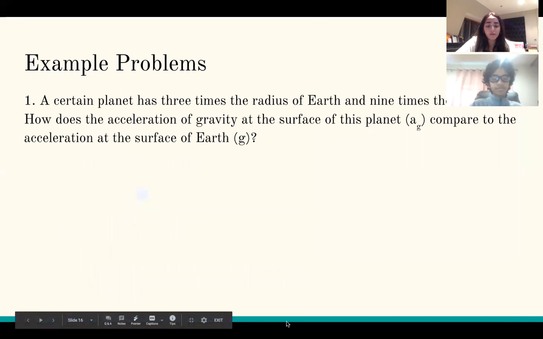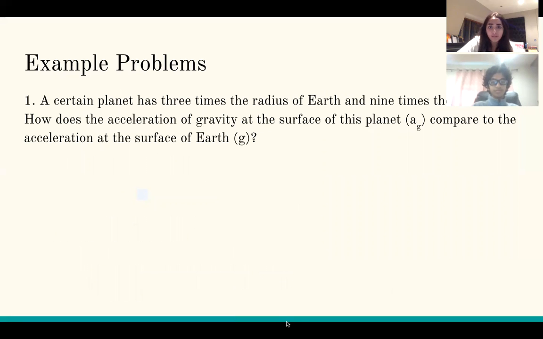So now we're going to go into some problems related to gravity. The first one is, a certain planet has 3 times the radius of Earth and 9 times the mass. How does the acceleration of gravity at the surface of this planet, which we will call a sub g, compare to the acceleration at the surface of the Earth, which as usual we will call g? Like before, we'll give you around 5 seconds to pause this video, give it a shot, and then we will go into the answers.